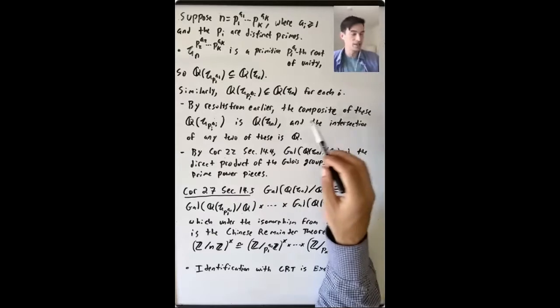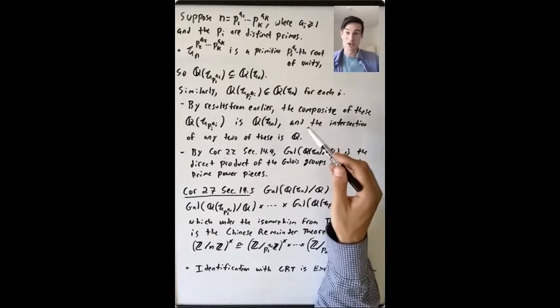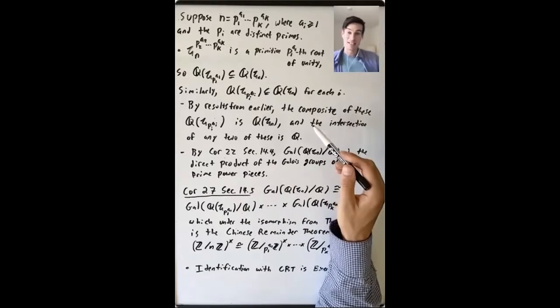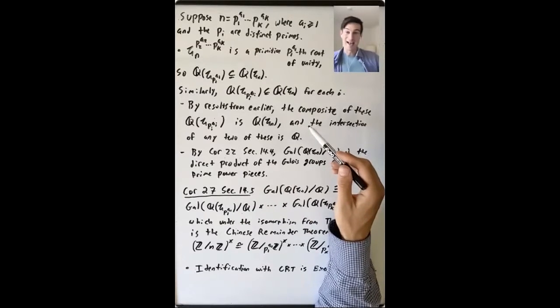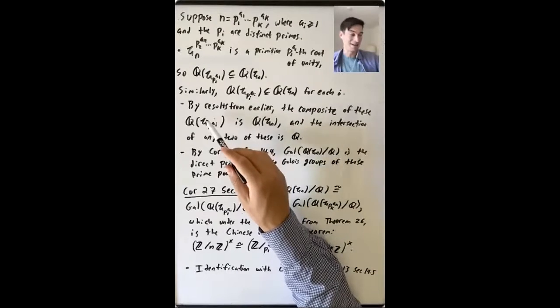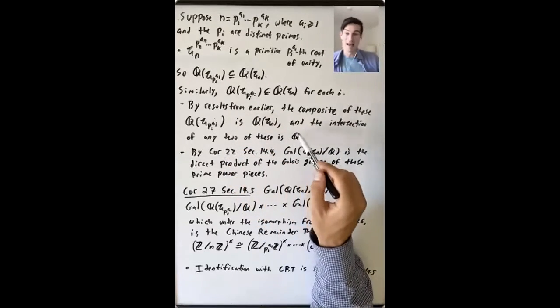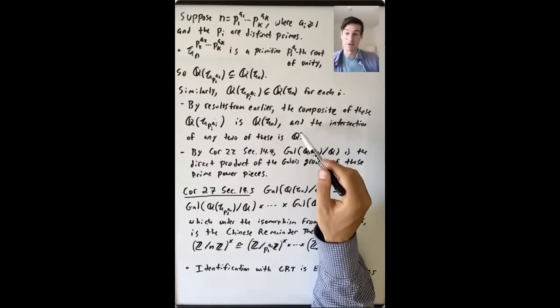What about intersections? Well, because the GCD of p1 to the a1 and p2 to the a2 is 1, we see that the intersection of Q adjoin zeta p1 to the a1 and Q adjoin zeta p2 to the a2 is Q. So if you take the intersection of any two of these Q adjoin zeta pi to the ai's, any two of those intersect just in Q.